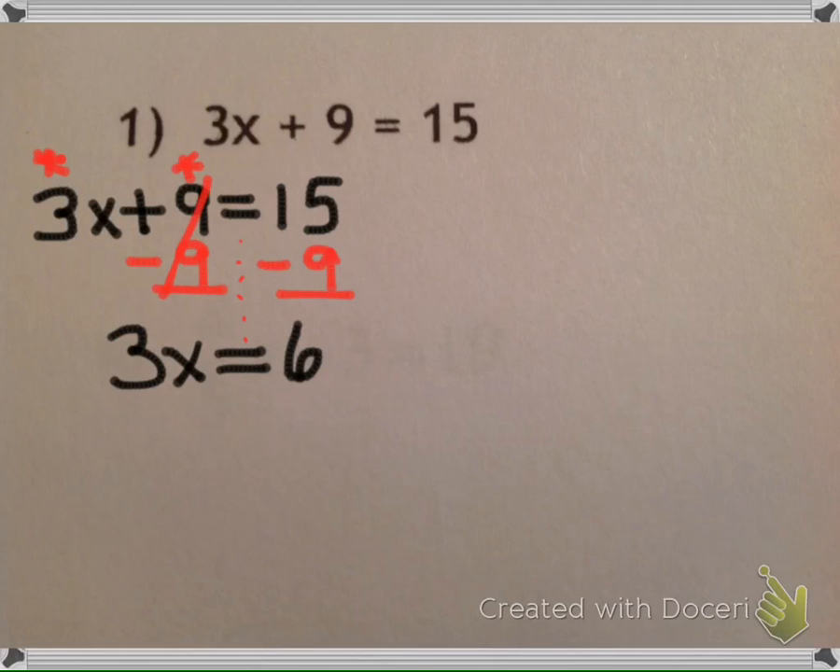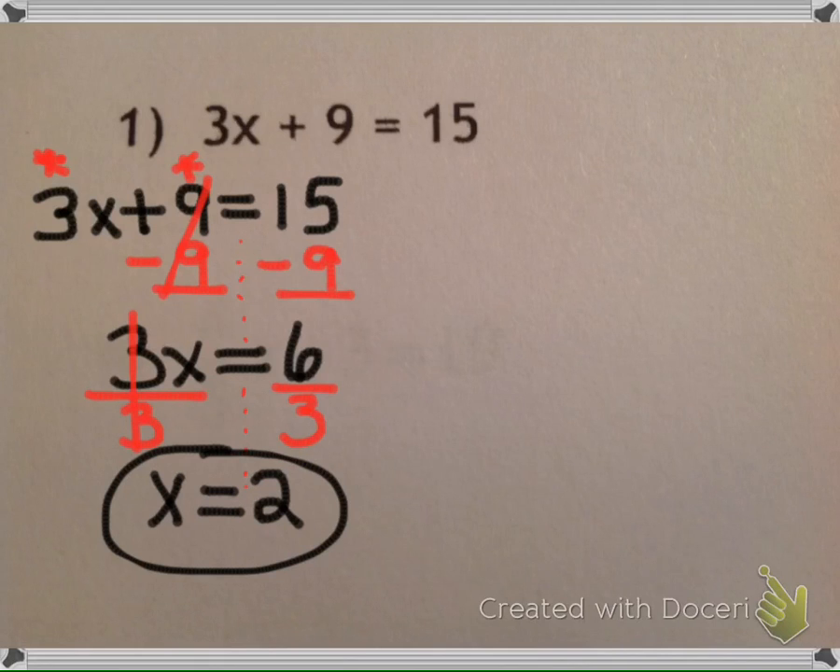Okay, now I'm going to get rid of the 3. In order to get rid of the 3, a number next to a variable is multiplication. The inverse of multiplication is division, so I'm going to divide by 3. Whatever I do to one side of the equation, I have to do to the other. Okay, 3 divided by 3 would be 1x, or just x. And 6 divided by 3 is 2. So x equals 2. There's your answer.